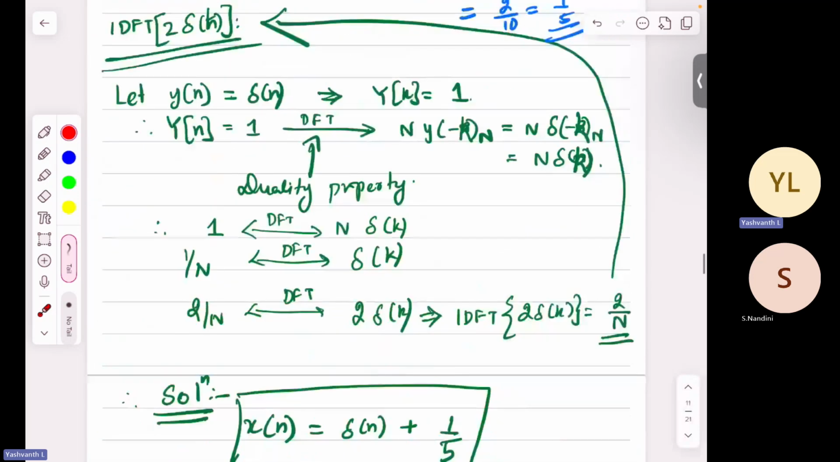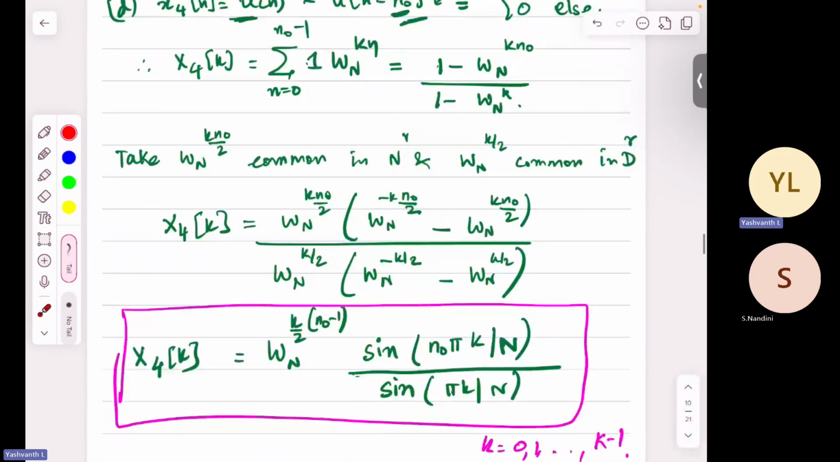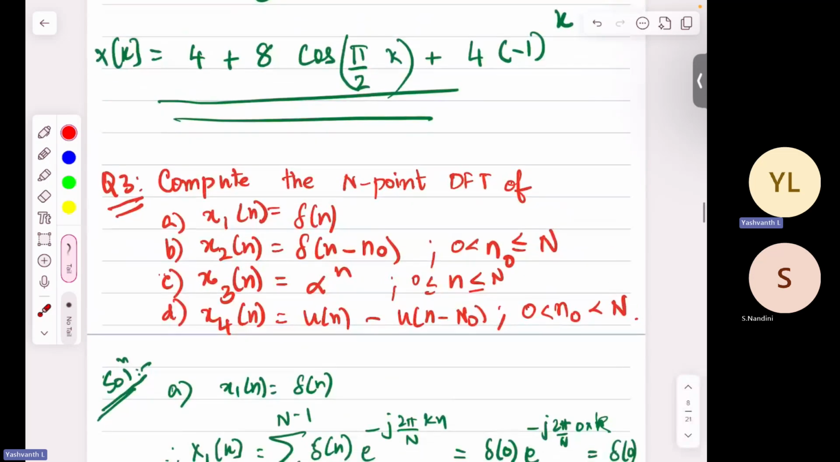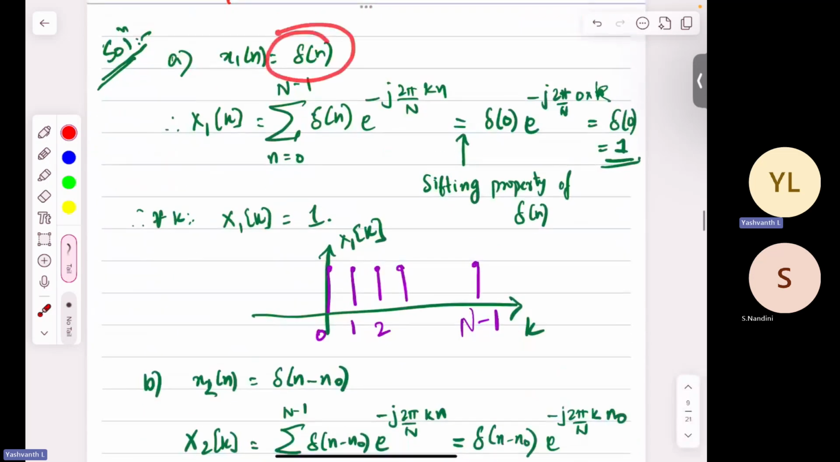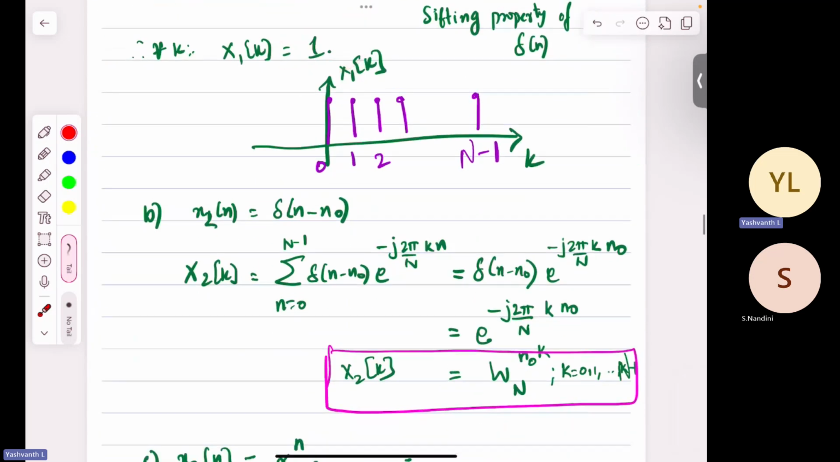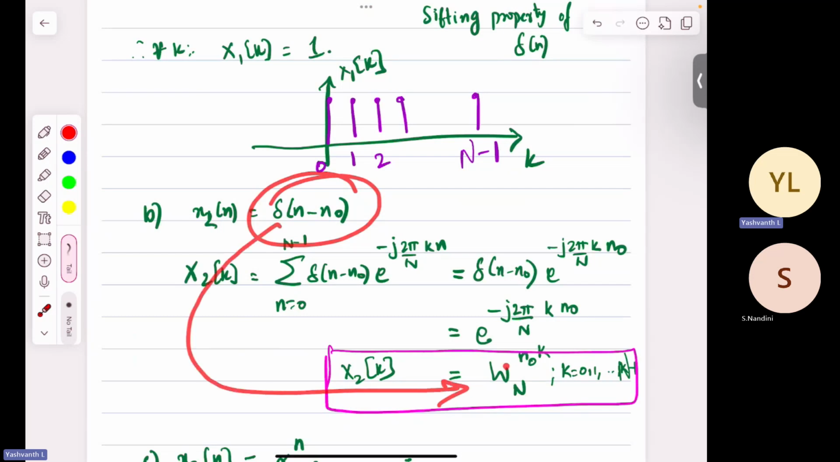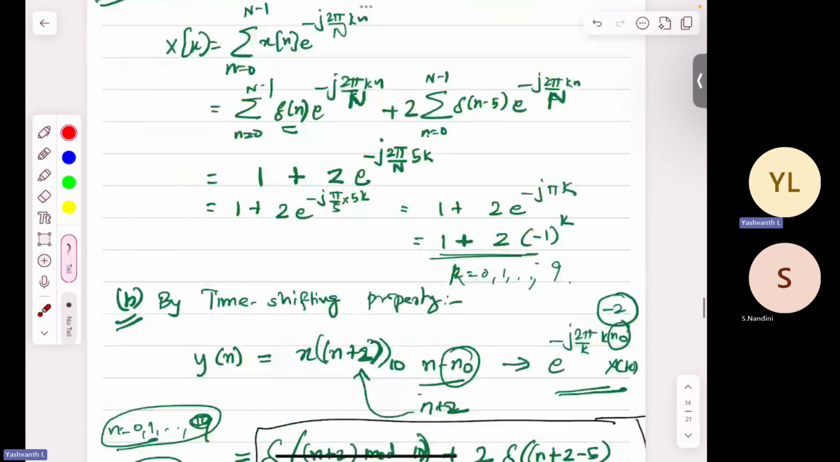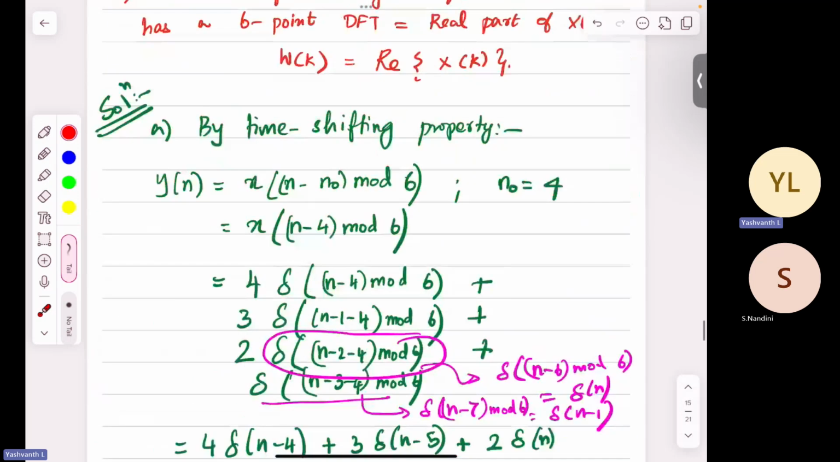So delta of n has the Fourier transform 1. And delta of n minus n naught has the DFT twiddle factor power n naught k, where n naught is the number of samples by which you delay or advance. That is n minus n naught, right? This n naught is basically going to come over the power of the twiddle factor. That's what we saw in the question. Just apply this time shifting property.